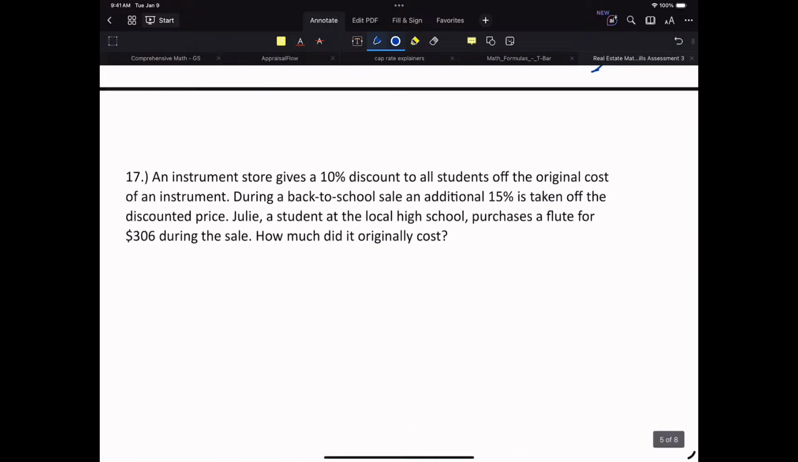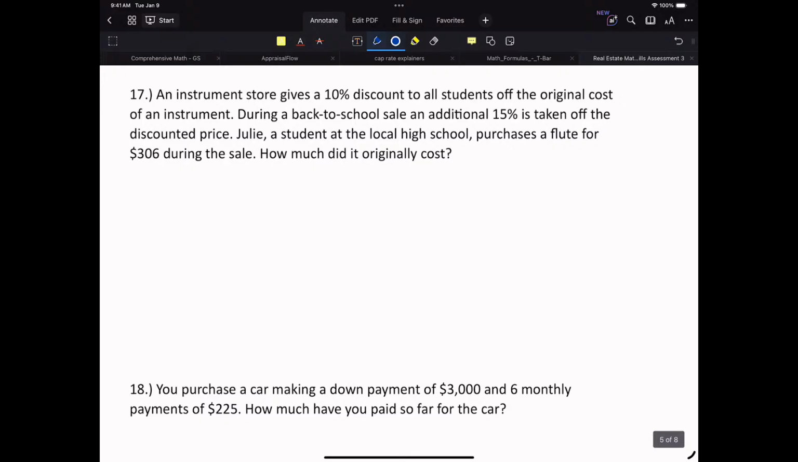All right, number 17. Again, ask questions if you have them. An instrument store gives a 10% discount on all students off the original cost of an instrument. During a back-to-school sale, an additional 15% is taken off of the discounted price.